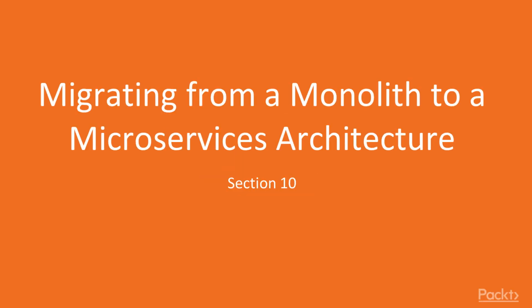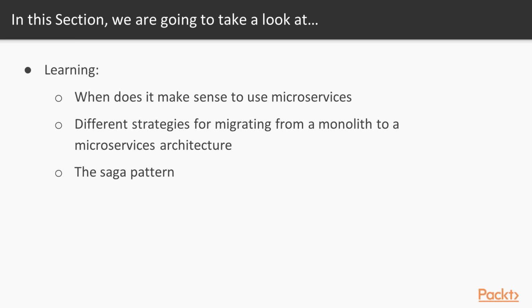This is section 10, migrating from a monolith to a microservices architecture. In this section, we're going to take a look at when it makes sense to use microservices, different strategies for migrating from a monolith to a microservices architecture, and the saga pattern.